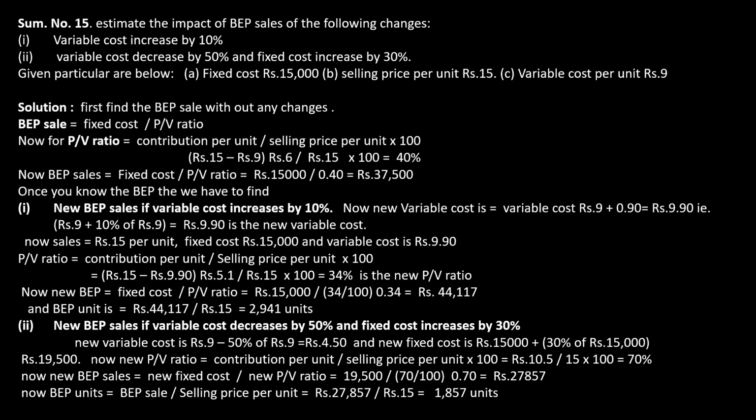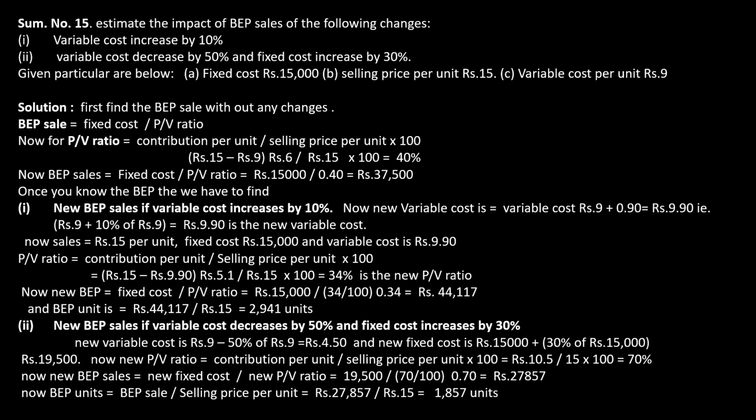And the problem says the fixed cost is simultaneously increasing by 30%. So which means from 15,000 it is increased by 30%, means it is 4,500. Okay, so 15,000 plus 4,500 will give me 19,500 as my new fixed cost. Now my PV ratio. So my contribution per unit. What is my contribution per unit now? It is 15 rupees selling price per unit minus 4 rupees 50 paise. My contribution per unit will be 10 rupees 50 paise.